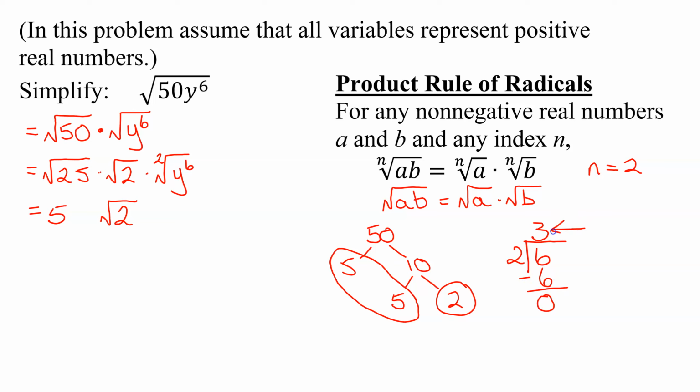The 3 is the exponent on the variable outside. So I'm going to have y cubed outside. And then the 0 is the exponent on the y's inside. So I have no y's left inside my square root. So what is my answer? 5y cubed times the square root of 2.